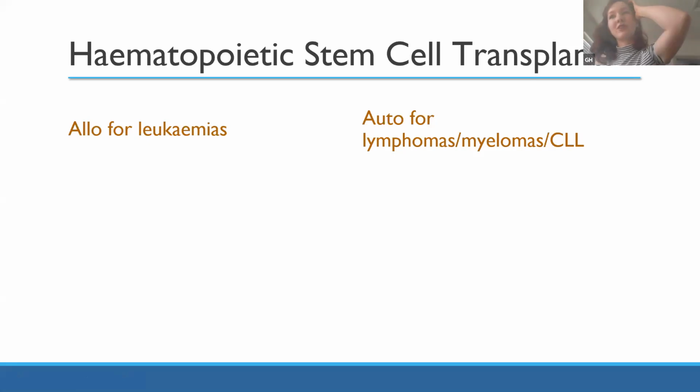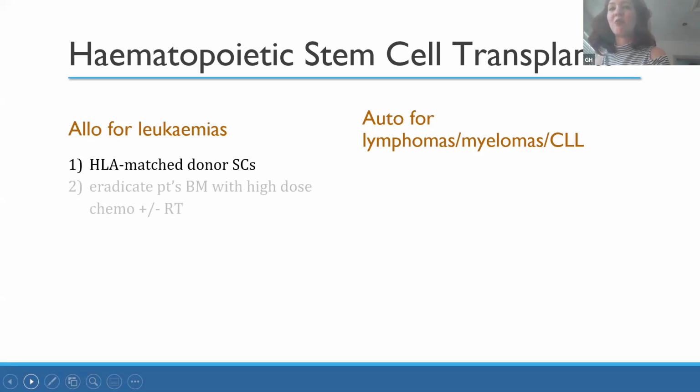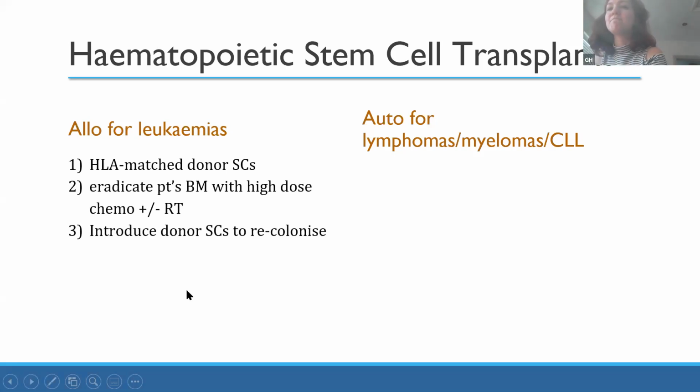So for allos and autos, if I go through it very briefly, I don't know how comfortable you guys are with just what it is. Allo is when you've got a donor. When someone gets diagnosed with something like AML, they will ask the patient if they're willing to look on the register for a donor. They do all the HLA matching, et cetera. Then they give the patient chemo and sometimes radiotherapy. It's total body radiotherapy, so it's very intense.